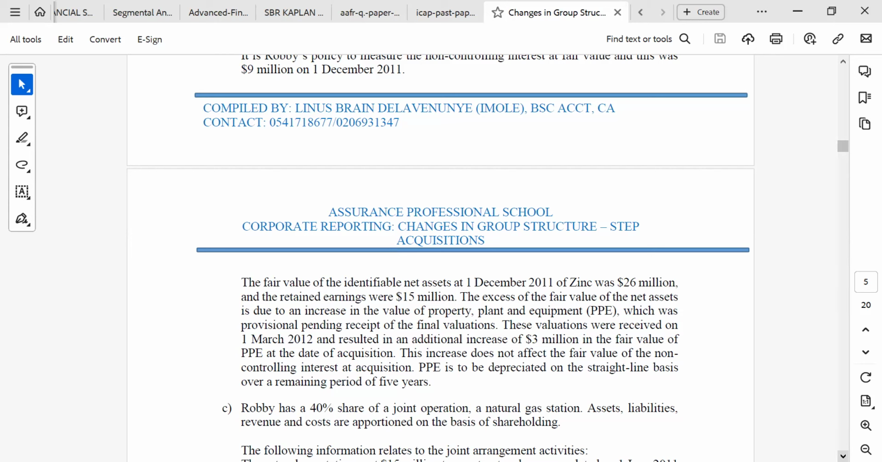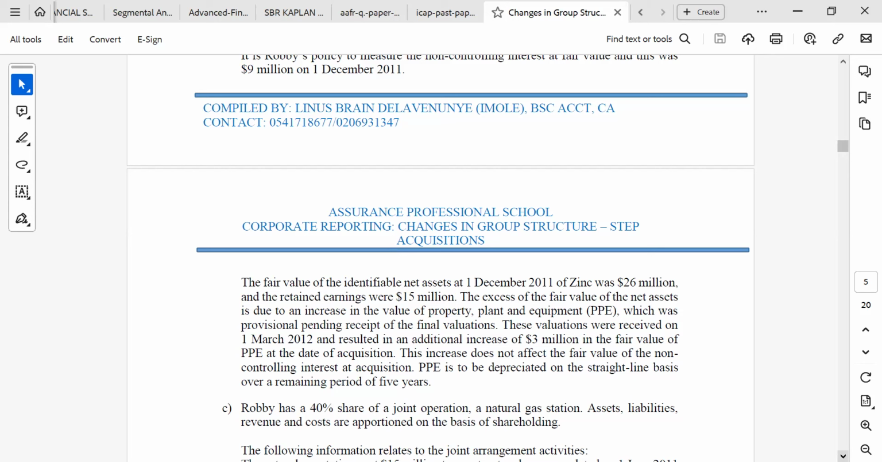Maybe the valuers will give you a value, since you want to do your consolidation, but they still continue with the valuation. Maybe before the year ends, they are going to give you a final valuation. This final valuation relates to an item at acquisition. So you just treat the additional valuation as if it was there at acquisition.